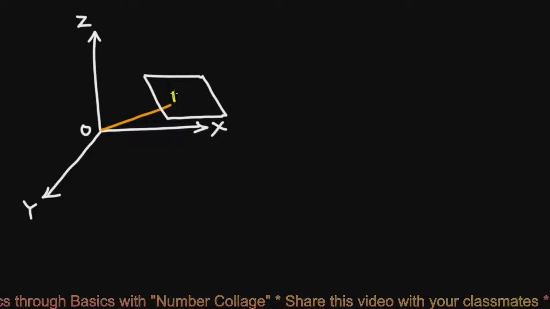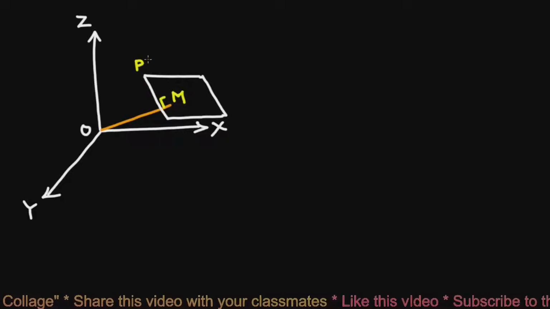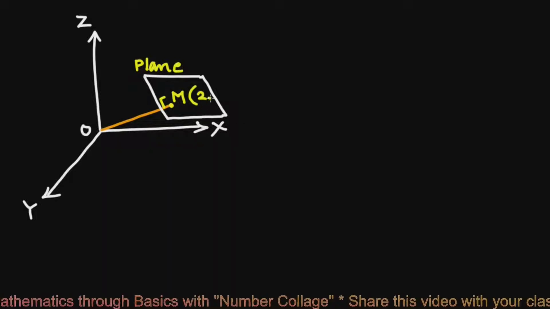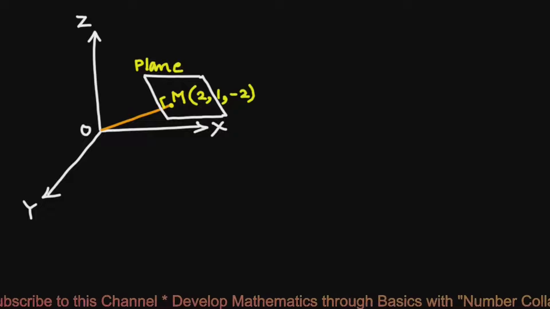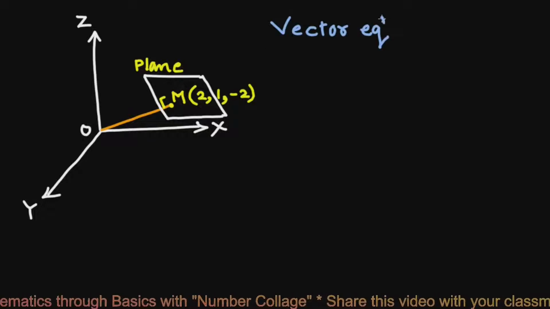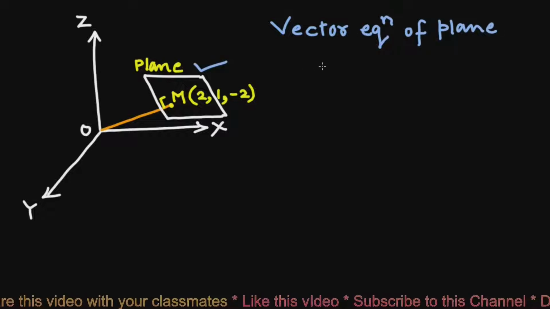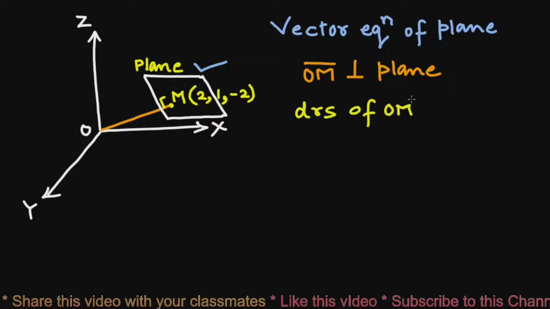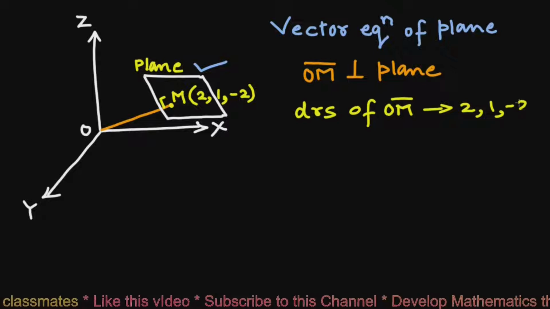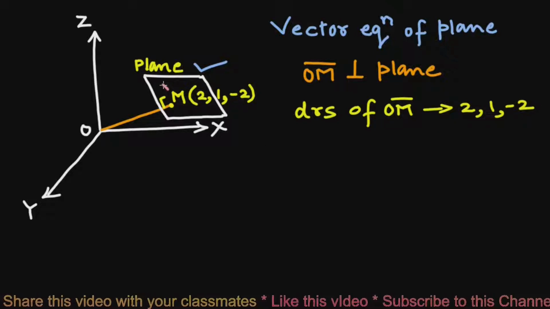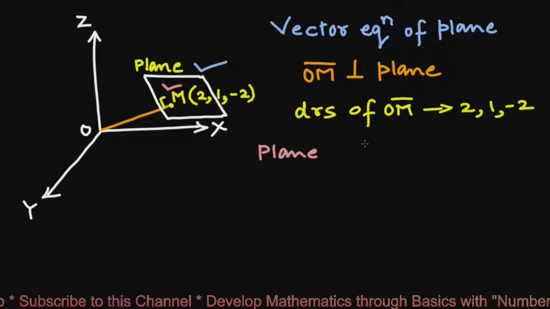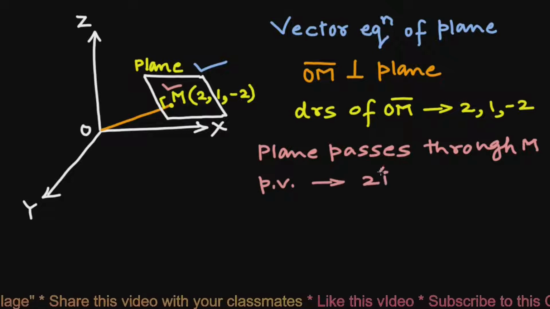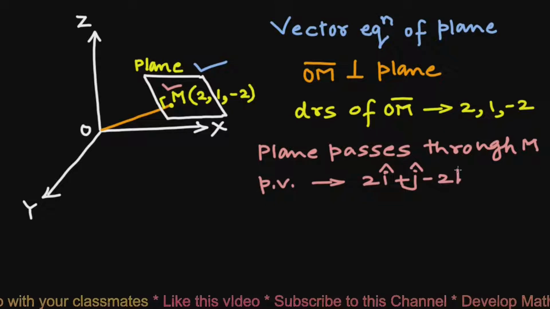In this figure, OM is perpendicular to this plane, and the coordinates of the foot of this perpendicular M are (2, 1, minus 2). From this information, we have to find the vector equation of this plane. Since OM bar is perpendicular to this plane, the DRs of OM bar will be 2, 1, and minus 2. Now point M is on this plane, which means that the plane passes through M, whose position vector will be 2 i cap plus j cap minus 2 k cap.